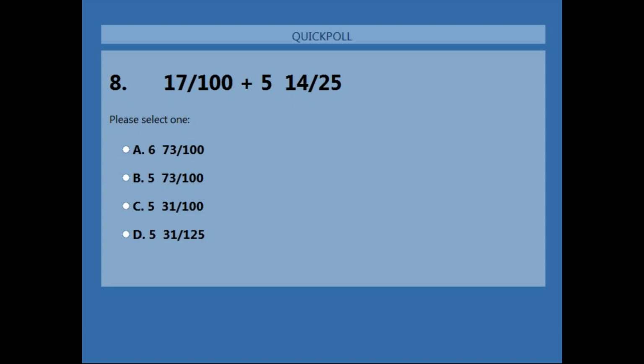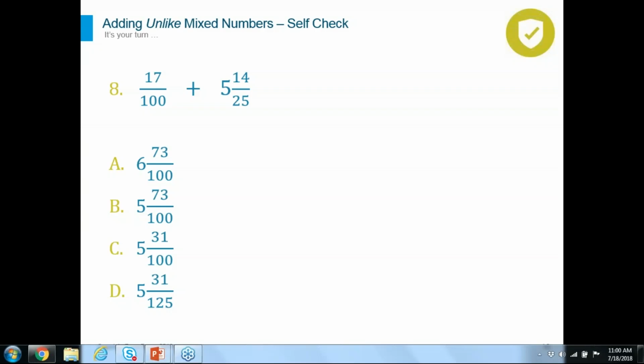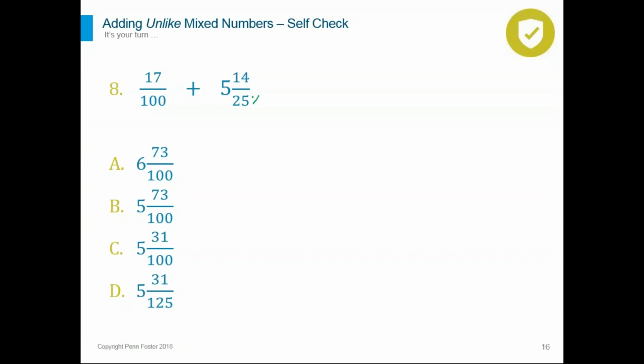Okay, let's do the question together. So again, from our knowledge, 100 is a multiple of 25. 25 times 4, and then we have to multiply the top times 4. 17 over 100 plus 5. And then 14 times 4 will give you 56 divided by 100. And then you just add 5 plus nothing will give you the 5. 17 plus 56 will give you 73 over 100. And this is the simplest form of that fraction. So the answer is 5 and 73 over 100. Good job.